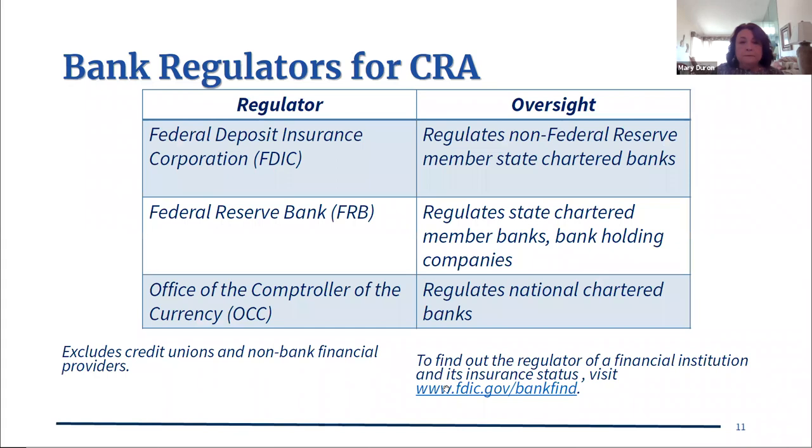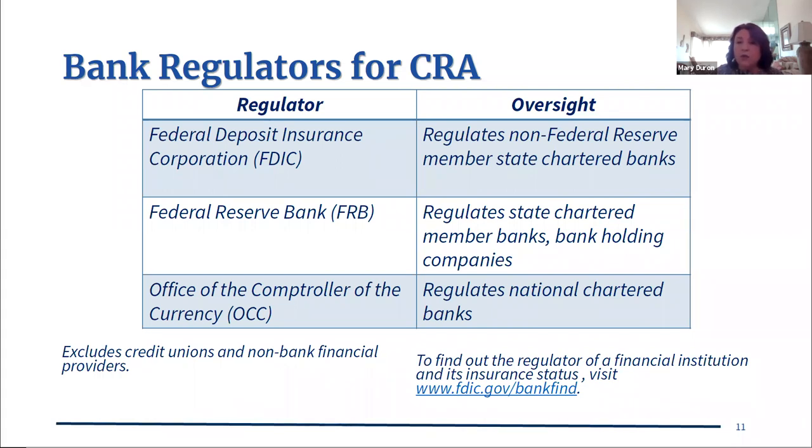There are three basic regulators that oversee the financial institutions and are responsible for regulating the Community Reinvestment Act. The FDIC regulates all the non-Federal Reserve member state chartered banks. The Federal Reserve Bank regulates all the state chartered member banks and holding companies. The Office of the Comptroller of the Currency regulates all the national chartered banks. The national chartered banks are the ones that will always have NA at the end of their name, and those are the big banks that you're all probably familiar with.